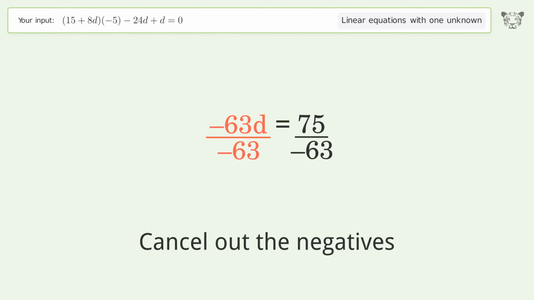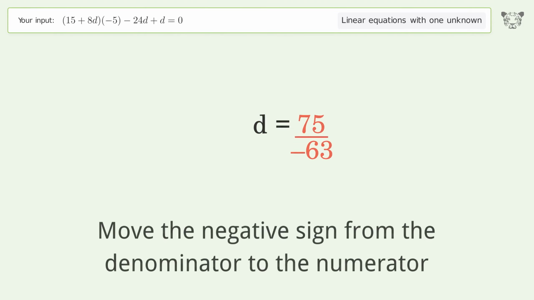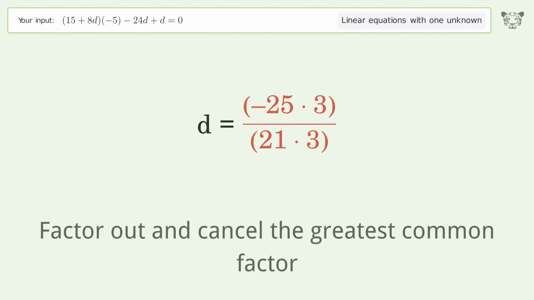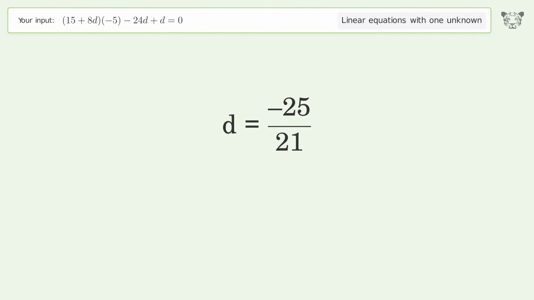Cancel out the negatives. Simplify the fraction. Move the negative sign from the denominator to the numerator. Find the greatest common factor of the numerator and denominator. Factor out and cancel the greatest common factor. And so the final result is d equals negative 25/21.